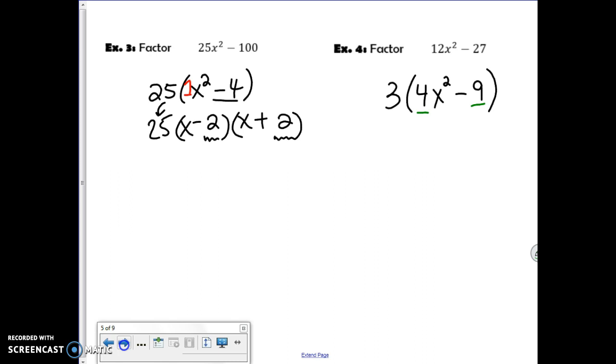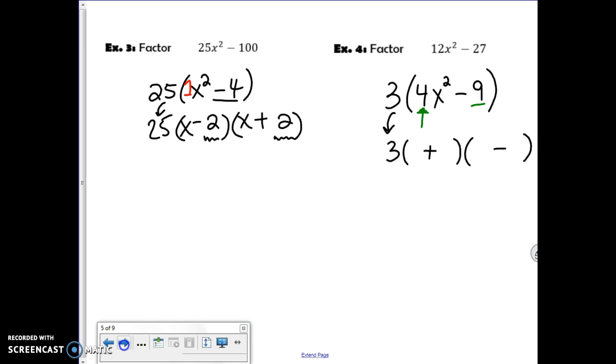So this one's a little bit tricky because this is not just a 1 now. This is actually a 4. But it's treated exactly the same way. So I know I need 2 sets of parentheses. I know one has to be plus and one has to be minus. And I cannot forget to bring down my 3.